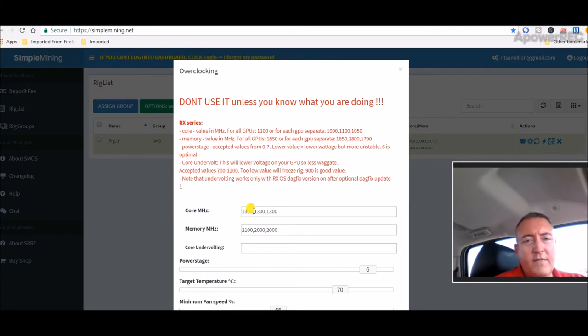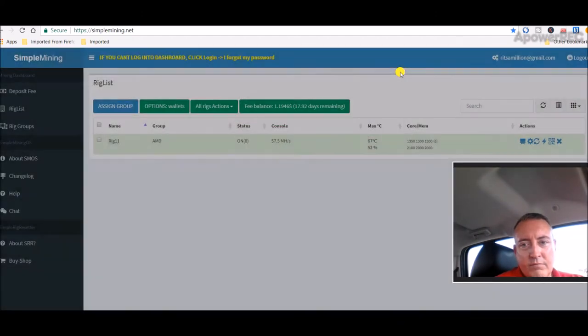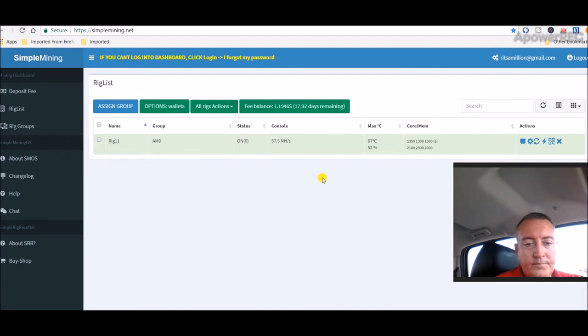The 570 is 1350 core, 2100 memory. The 560s are 1300 core and 2000 memory. So I dropped these down like 150 each on the 560s and about 200 on the 570 as far as the memory is concerned. And these were both at 1350 and now they're at 1300. This one had 1425, now 1350. And it seems to be holding fine for now at least.